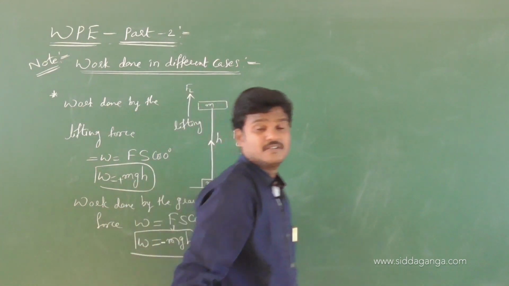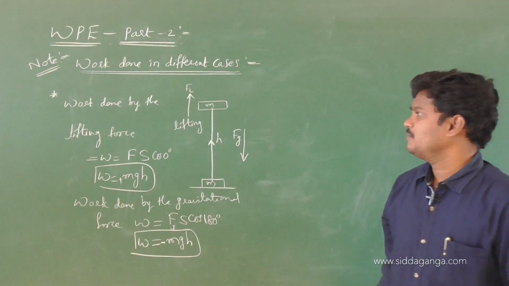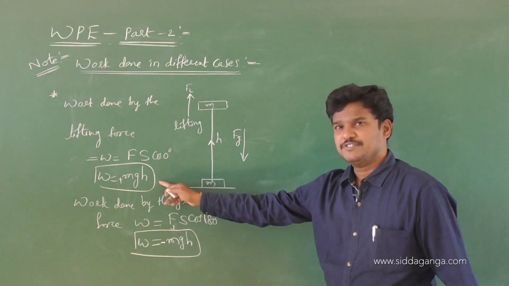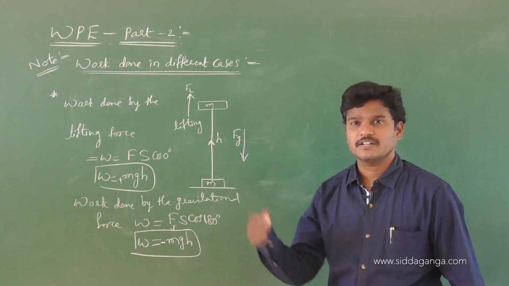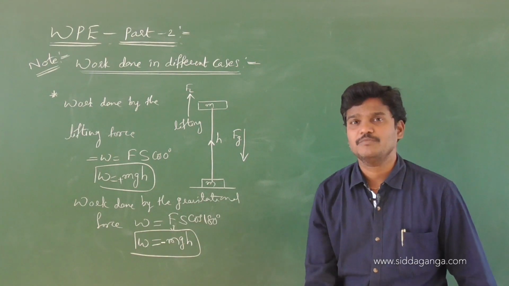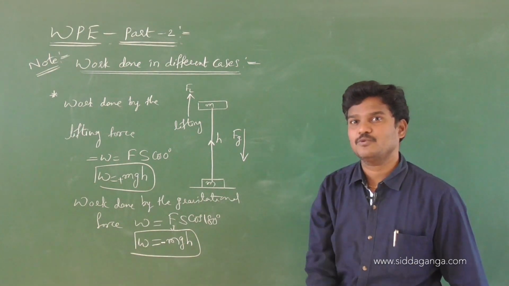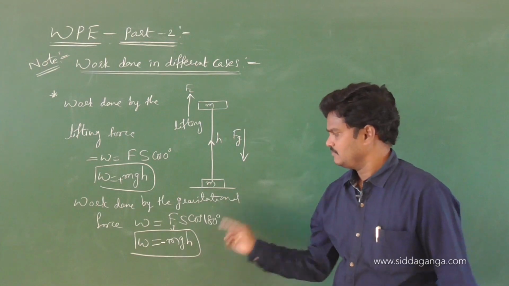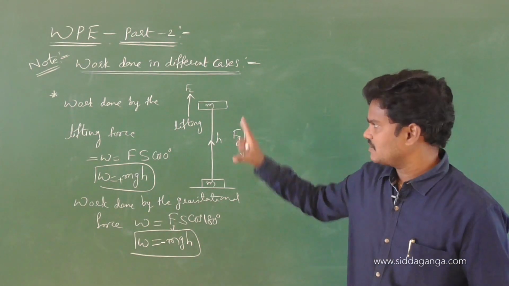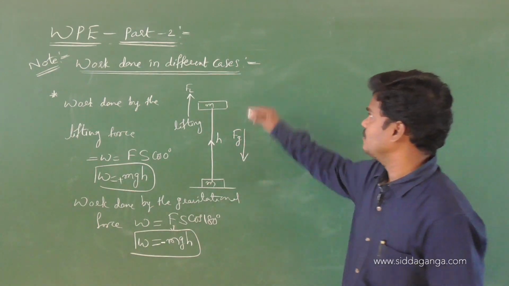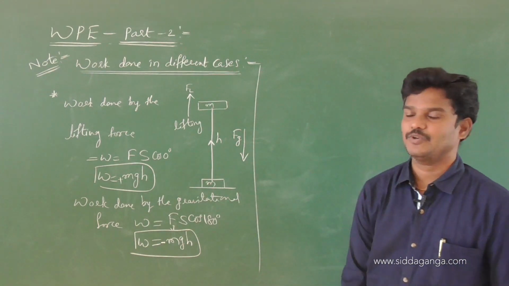So two situations. Work done by the lifting force is plus mgh. Work done by the gravitational force is minus mgh. Why? Because gravitational force is downwards, body moving upward. Angle between force and displacement is 180, then minus mgh. Already written in the last class, but let me maintain the order again. So take this as one formula.